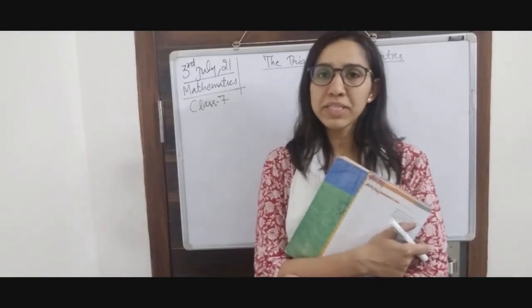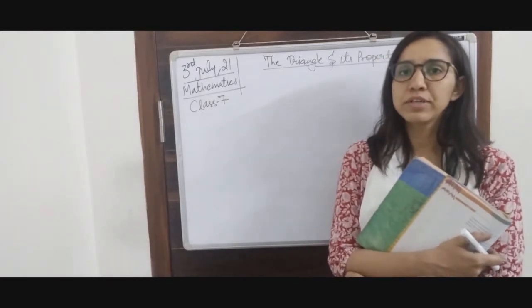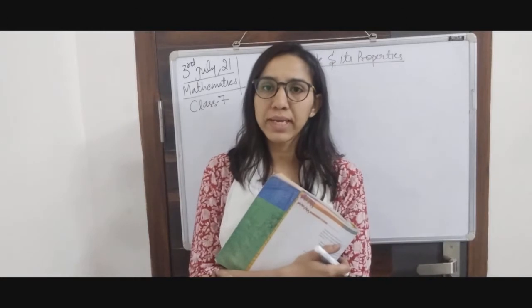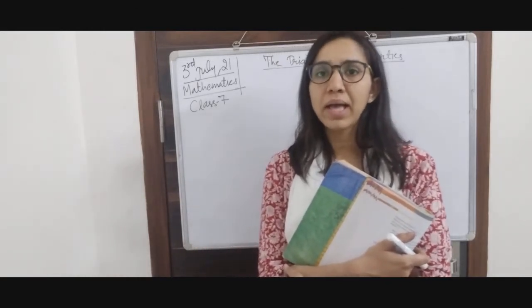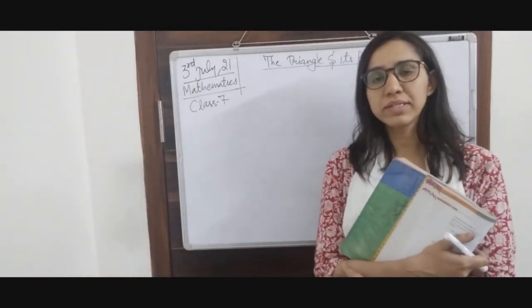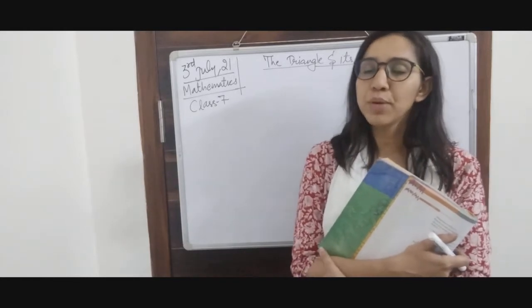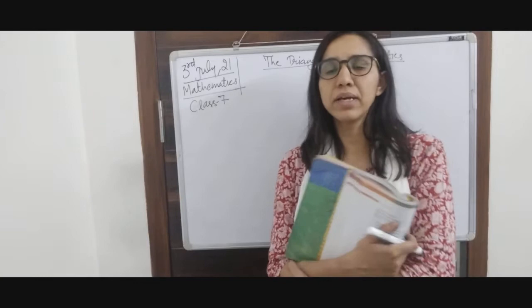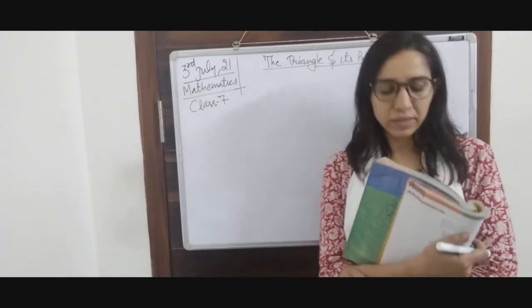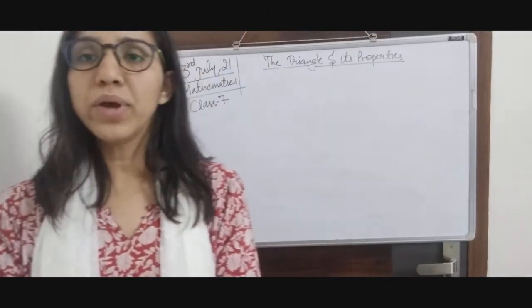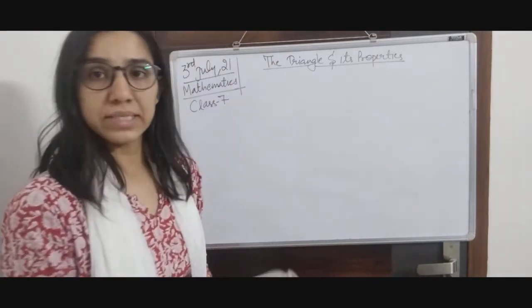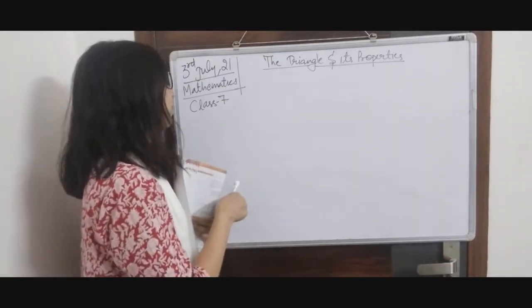So in our previous classes we were doing our triangle and its properties. In that we covered exterior angle property and we also discussed the angle sum property of a triangle, which says that the sum of angles of a triangle is 180, that is their sum is 180. Now we are going to do the questions on angle sum property, which is your exercise 6.3.